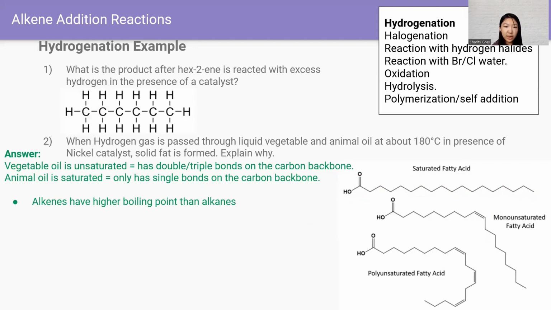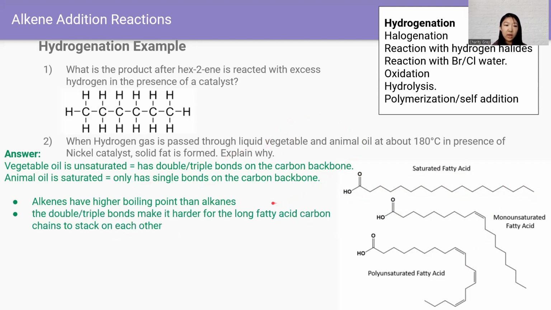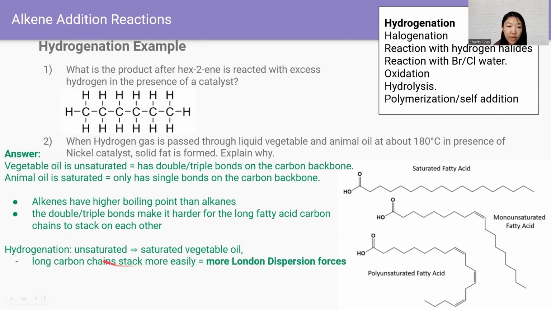Alkenes have a higher boiling point than alkanes, right? So that means vegetable oil should boil faster than animal oil, right? However, the double and triple bonds make it harder for the long fatty acid carbon chains to stack on top of each other, right? So hydrogenation means unsaturated becomes saturated vegetable oil, so that the long carbon chains stack more easily and there are more London dispersion forces, right?